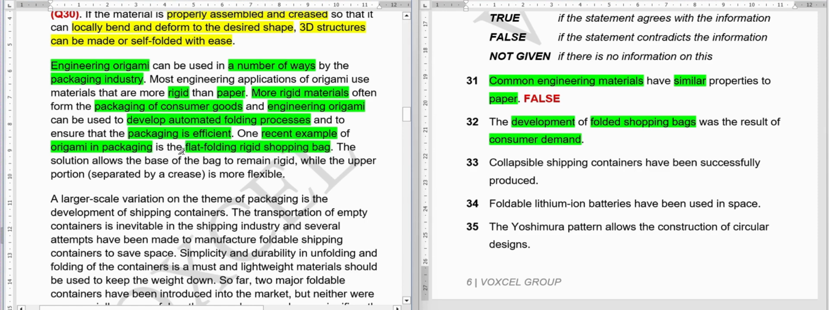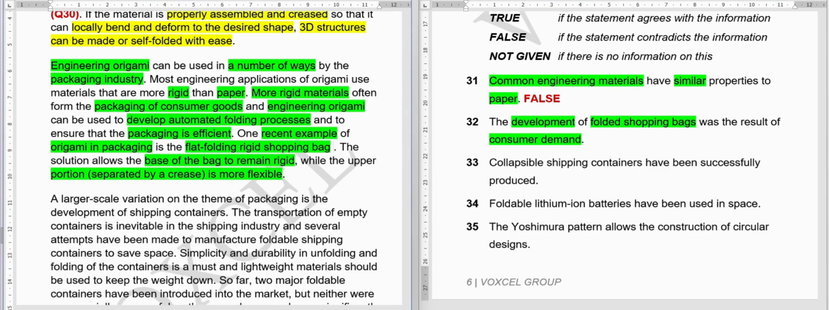Okay, so now we are told something about the flat folding rigid shopping bag. The solution allows the base of the bag to remain rigid. So what's the solution? We allow the base, which is the lower bottom side of the bag on which the bag rests, to remain rigid, while the upper portion is more flexible. Okay, so here it is: the development of folded shopping bags was the result of consumer demand. So here it is for the folding shopping bag. So now obviously the location is here.